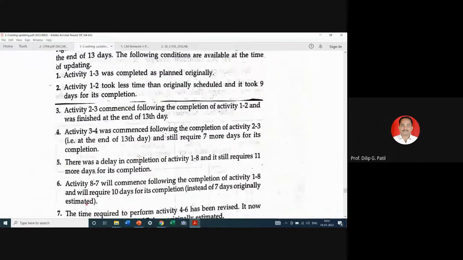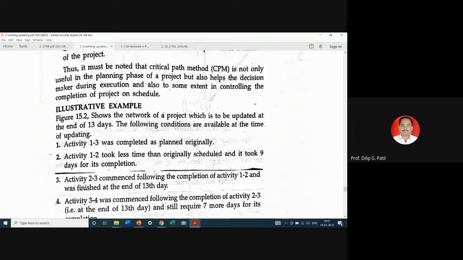So here, network shows the network of the project which is updated at the end of 13 days.